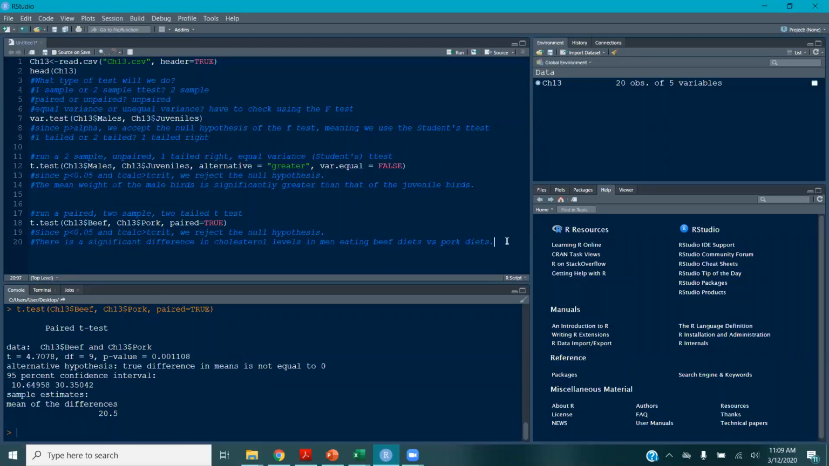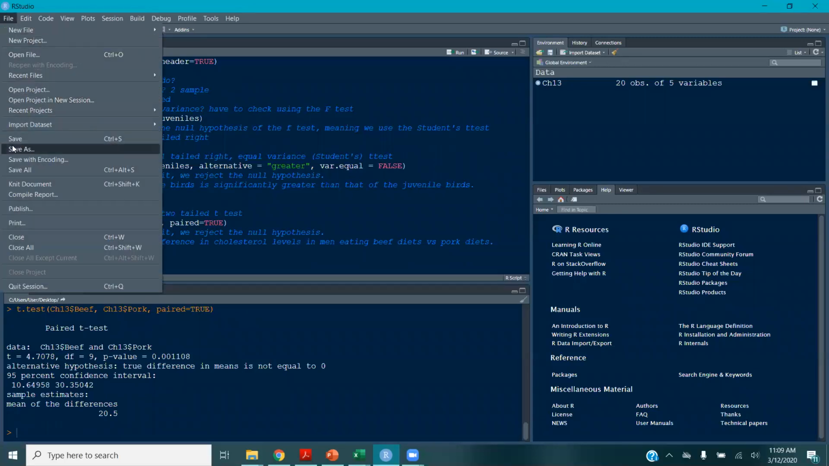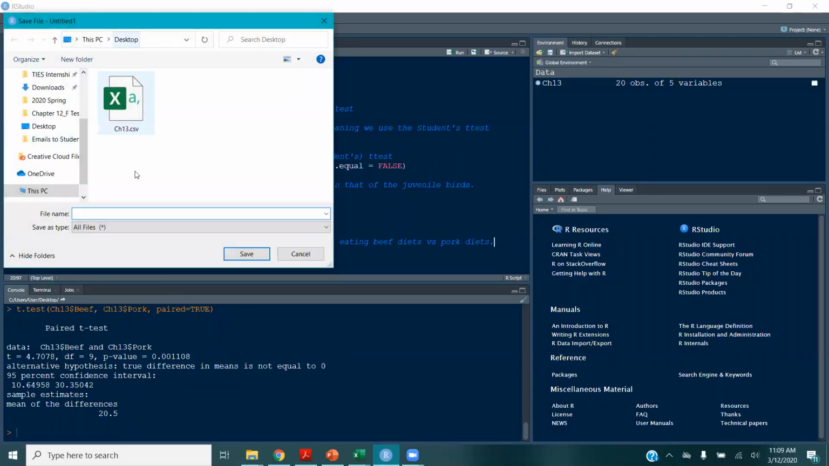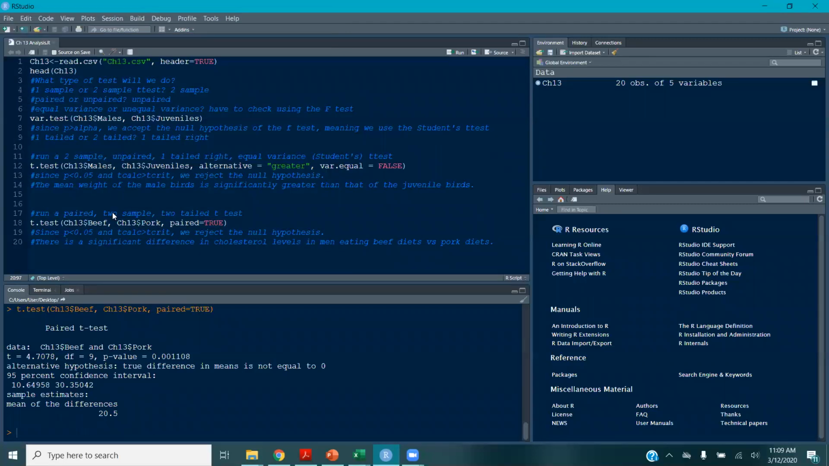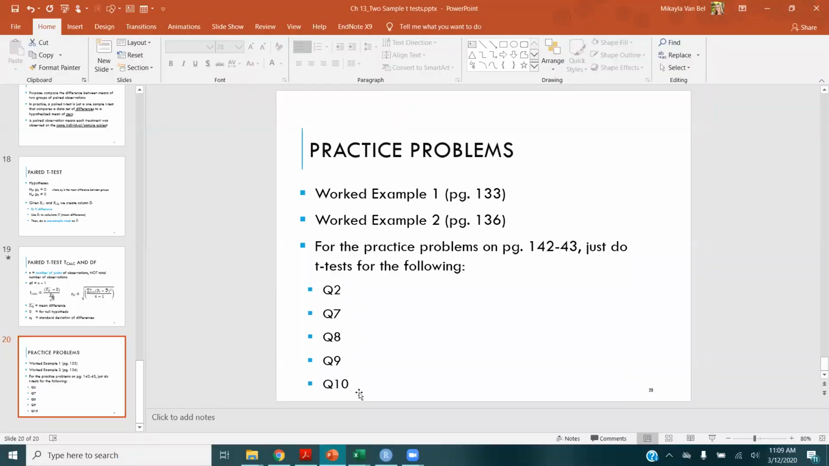The last thing we'll do is save this file. File, save. I'm going to continue saving on my desktop, and this one I'll call Chapter 13 Analysis. There are several more problems in your lab manual that I highly encourage you to do. Those are listed on the PowerPoint slide here. And again, the wording of the question tells you to do some different things. All you need to do for practice for the lab portion of this class is a two-sample t-test using the data in these problems. With that said, this concludes the video on the two-sample t-test.